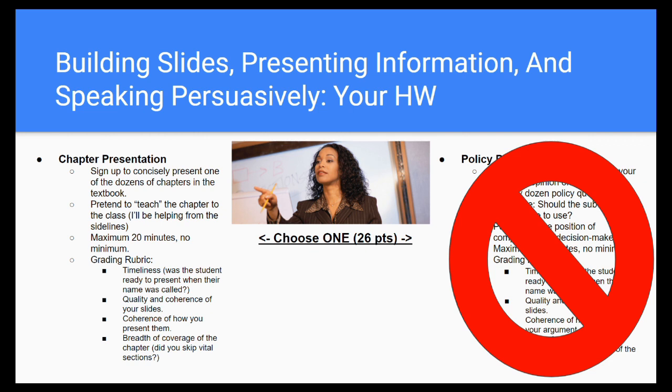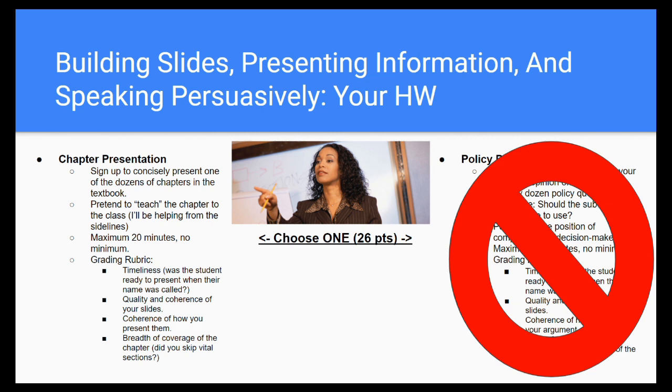Even if you completely misunderstand things, even if you make a complete network of misunderstandings, I would prefer that you made a coherent network of misunderstandings that we can correct together than the obvious that somebody just skimmed the chapter and was just trying to throw out terms that they saw in the chapter. Make sure that what you are presenting makes sense, even if it's wrong, that it makes sense in how it's wrong. And also the breadth of coverage.